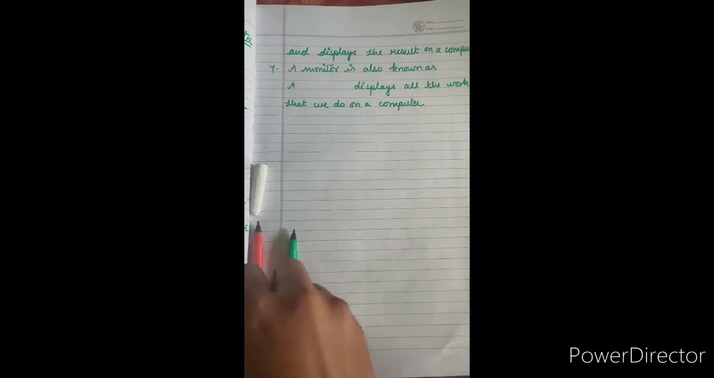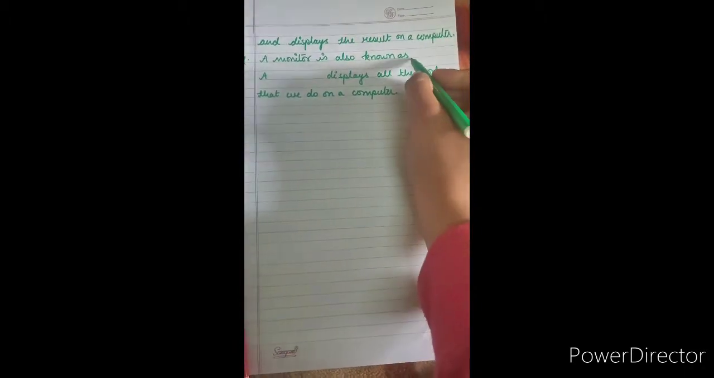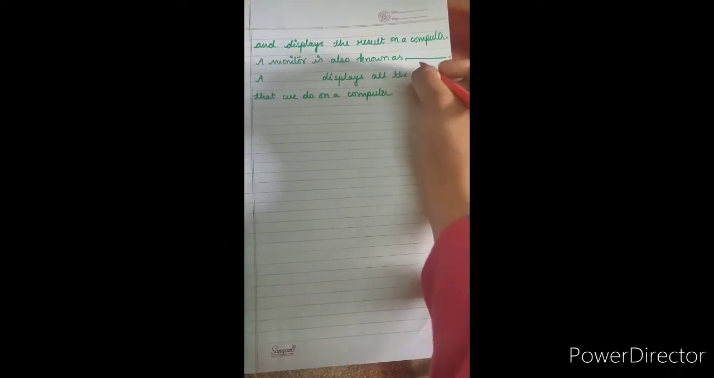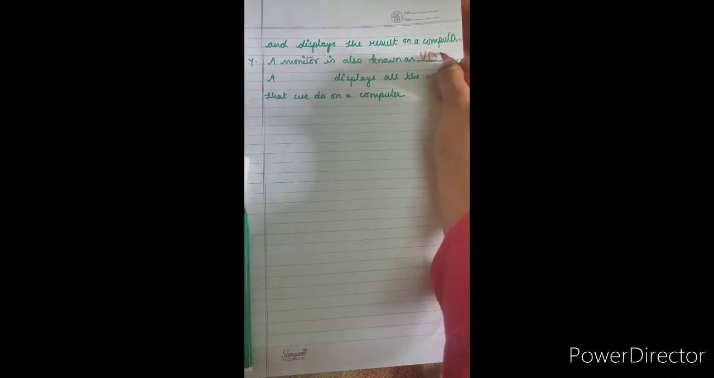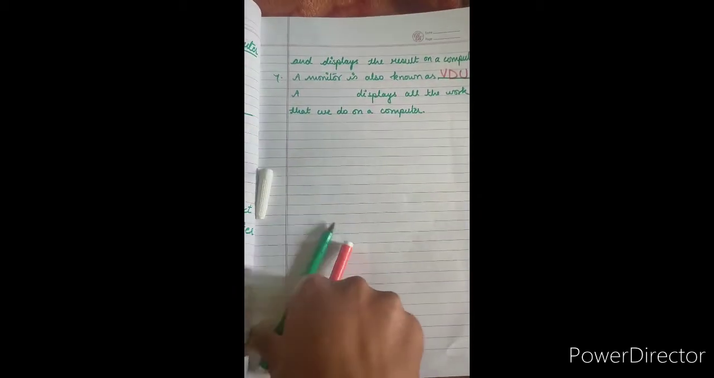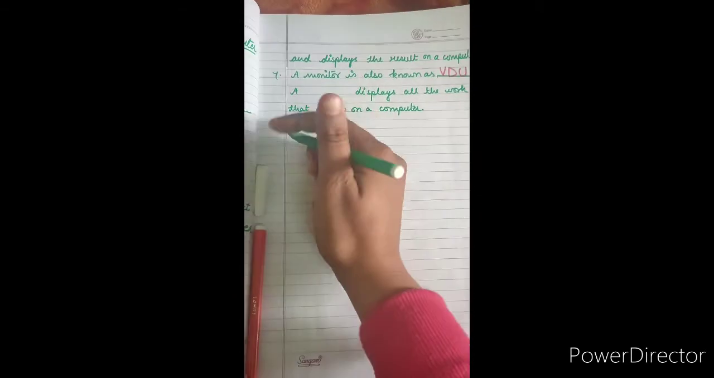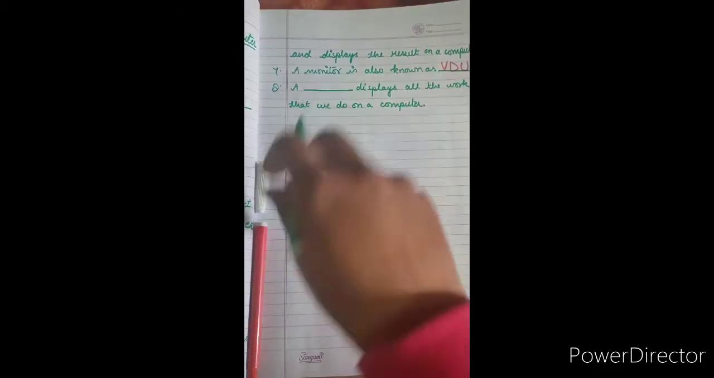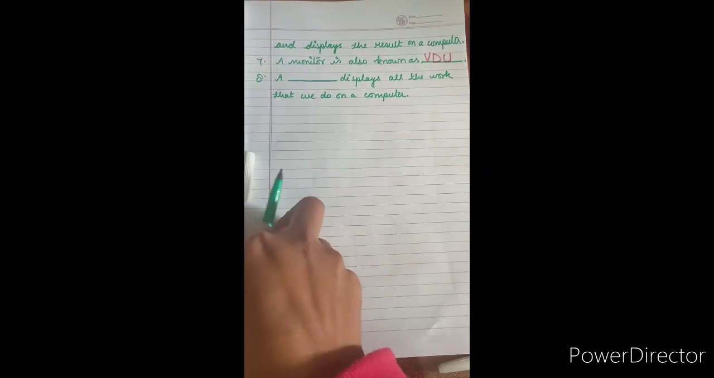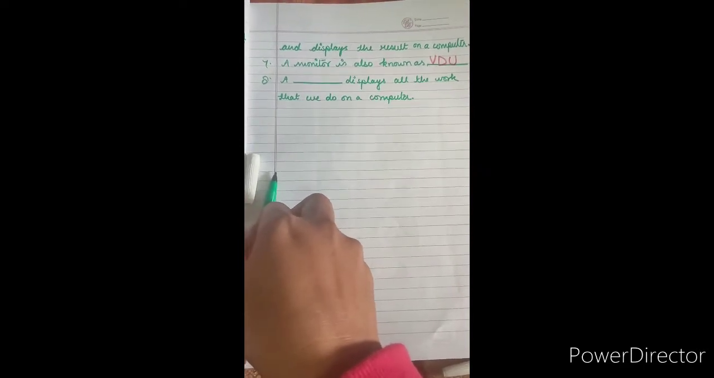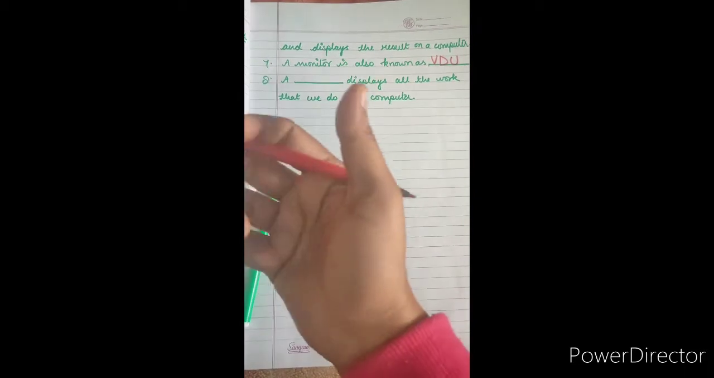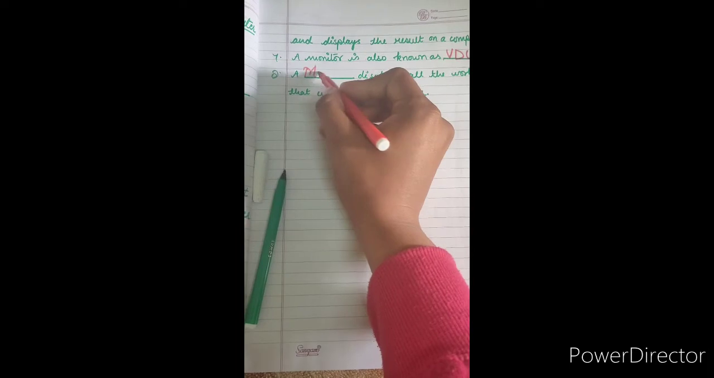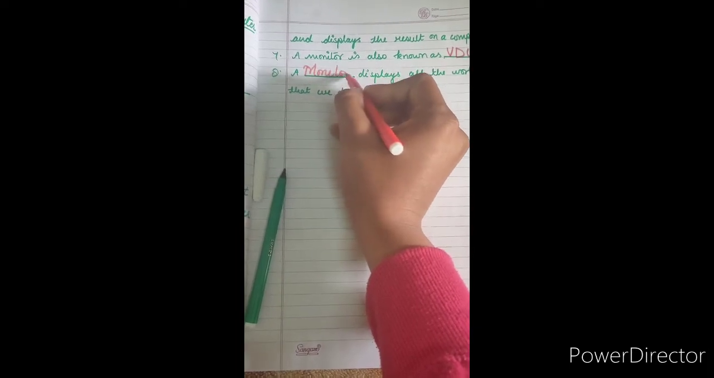Seventh: a monitor is also known as VDU, Visual Display Unit. Right? Eighth one is: a dash displays all the work that we do on a computer. A monitor displays all the work that we do on a computer. Monitor, MONITOR.